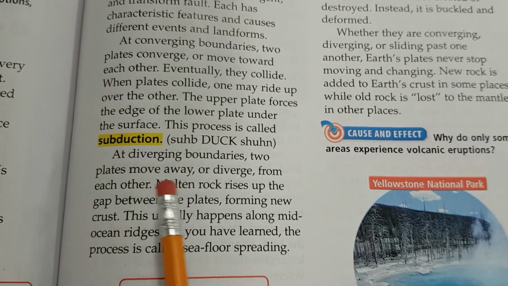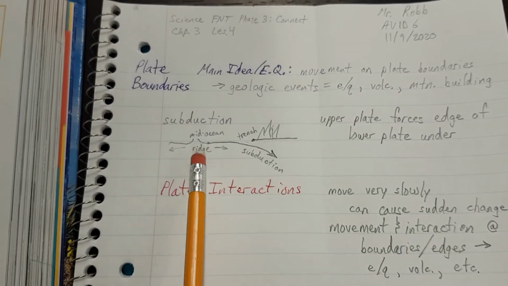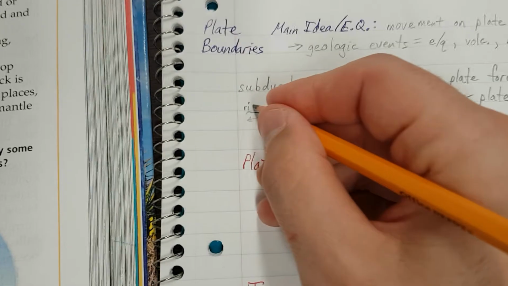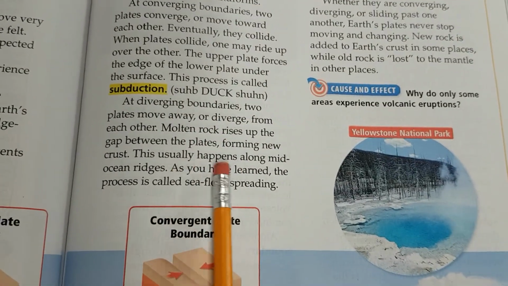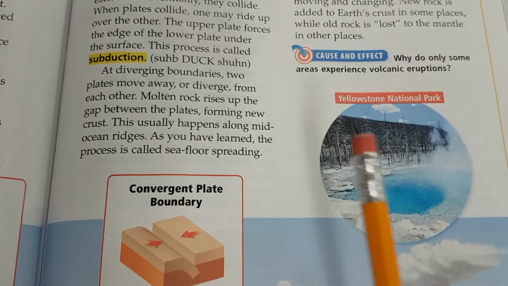This usually happens along mid-ocean ridges. Okay, so we're used to that happening over here. We're used to this being a rift. As you have learned, the process is called sea-floor spreading.